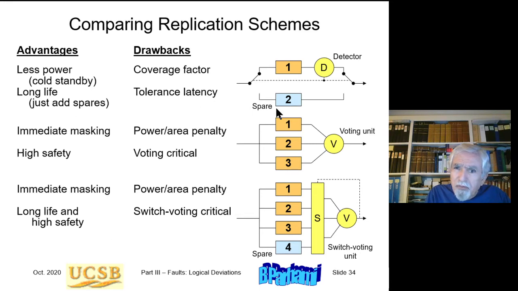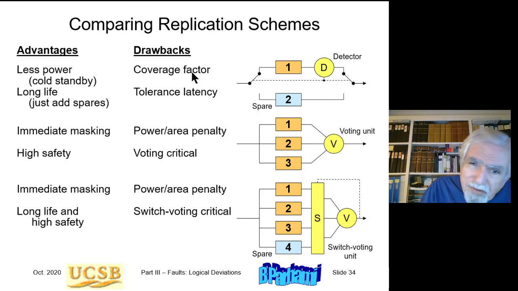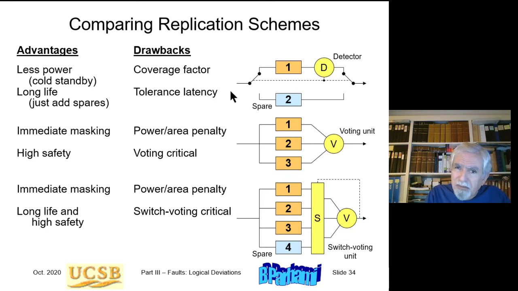It provides long life, especially if you have more than one spare, because basically we are using the units consecutively. If this spare is powered down, then it's less likely to fail. And therefore, once this one fails, we bring this one in and so on, so it can have long life. On the other hand, the problem of coverage that we discussed before is an issue here. There is a non-zero probability that we cannot successfully recover from fault in this unit and start operating this one. Either detection is imperfect, or even if we detect, switching is imperfect. So coverage factor is an issue there, and there's a latency involved in tolerating the fault.